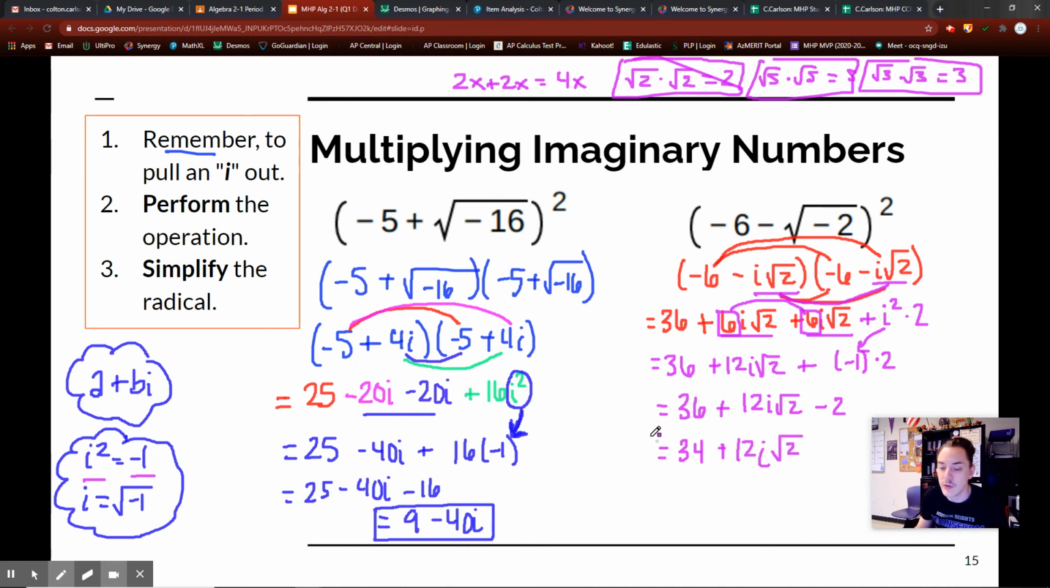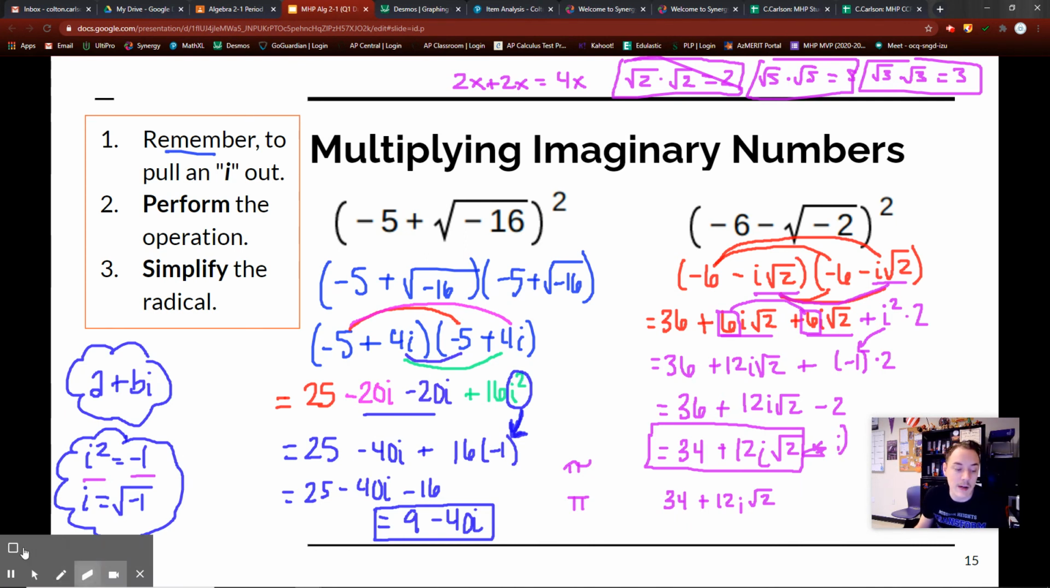My i's kind of look like a backwards j. I do that on purpose because if I did 34 and then plus 12i, it just looks kind of weird. I kind of like doing a little curly tail on my i's. I don't care how you write it. Same thing with pi. I know some students write it like this. Some students write it like that. It doesn't matter. Okay? Awesome. But that's my final answer, smiley face.